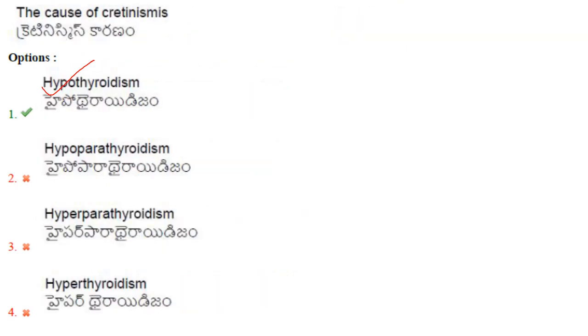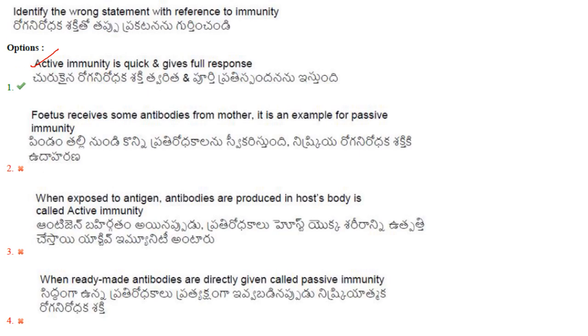The cause of cretinism is, so cretinism is a hypothyroidism related condition that causes physical and mental impairment. And shortage of iodine in the diet during pregnancy causes cretinism. So the cause of cretinism is hypothyroidism. Answer is option 1.